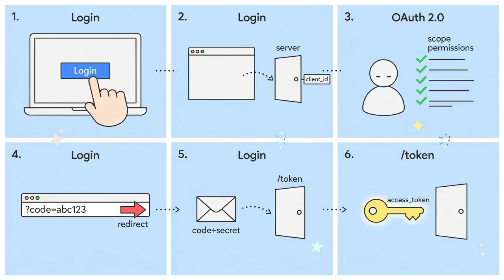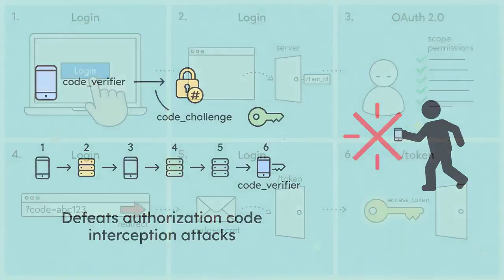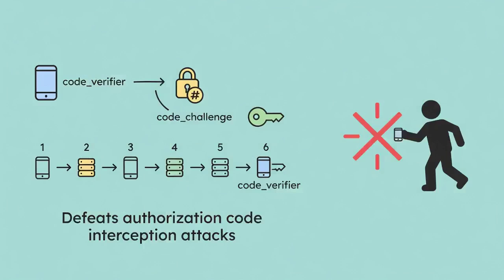The authorization code grant is the workhorse of OAuth 2.0, and it works in 6 deliberate steps. The user clicks login, the app redirects to the authorization server with its client ID, the user approves the requested scopes, and the server bounces the browser back with a short-lived authorization code. The app then exchanges that code for an access token in a server-to-server post, and the access token never touches the browser.